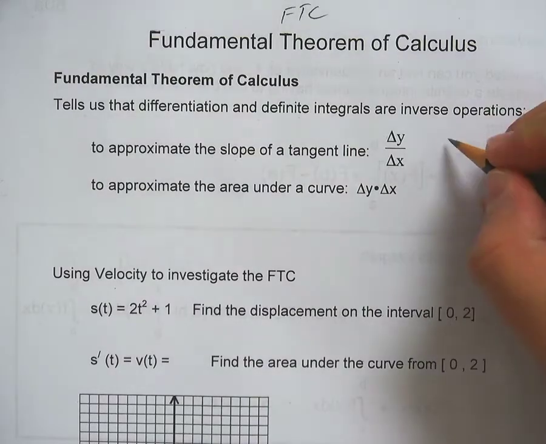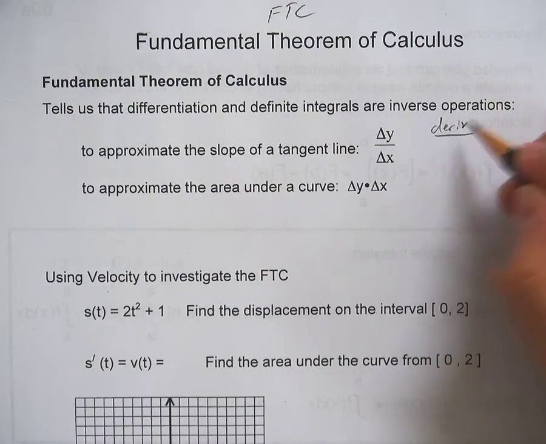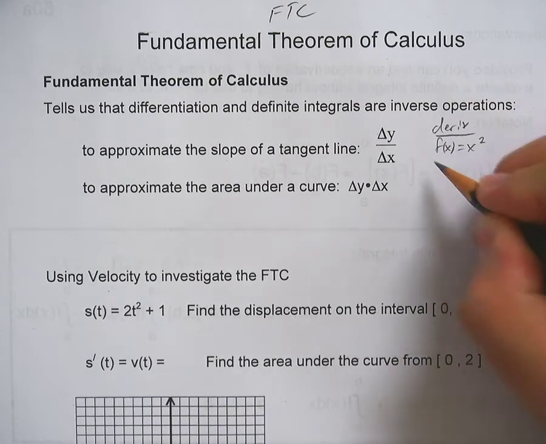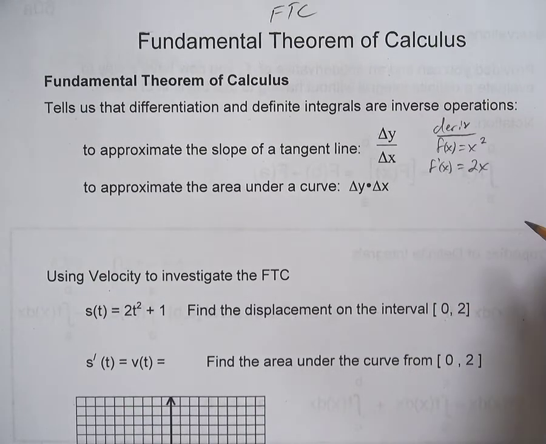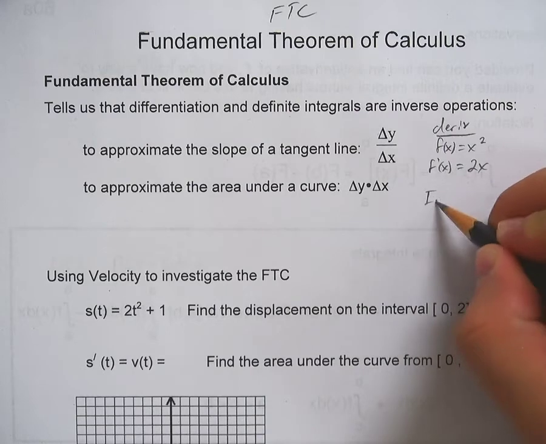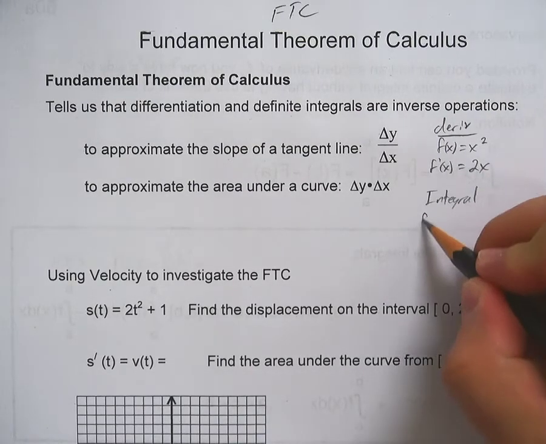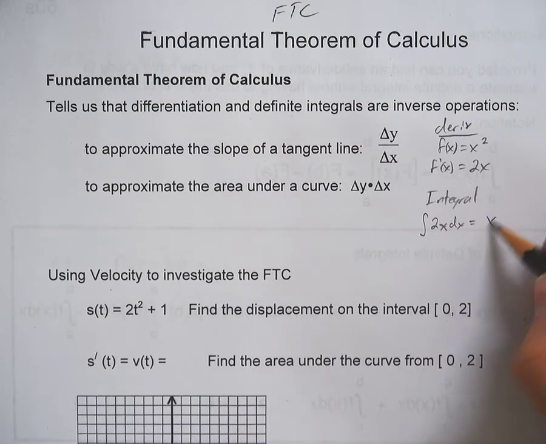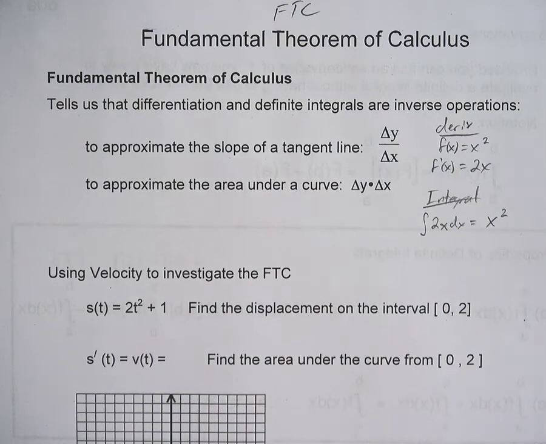Now, in the calculus way, you have your derivative. Let's say we use a simple function, x squared. Then f prime of x would be 2x, right? And then you know that the integral of 2x dx is going to be x squared, right? These are the calculus standpoints on it, the calculus way of doing things.